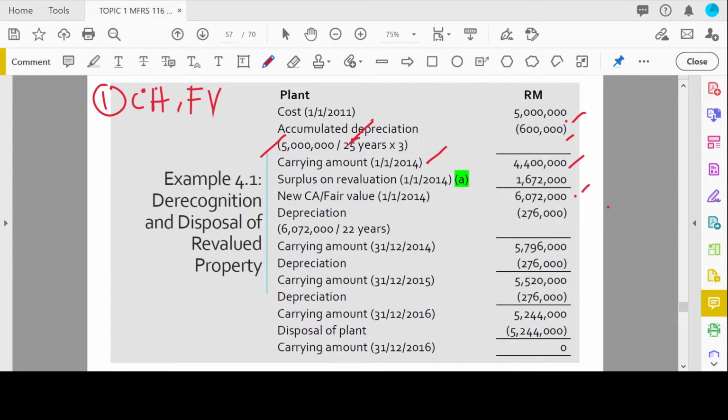What about the next question? The next question asks you to calculate the amount to be transferred from ARR to retained earnings every year, starting from year 2014 onwards. So how to calculate that? Do you still remember the formula that I gave you just now? How to calculate the revaluation surplus realized? Number 1, find the difference between the original depreciation and the new depreciation. So let's look at the answer for B.